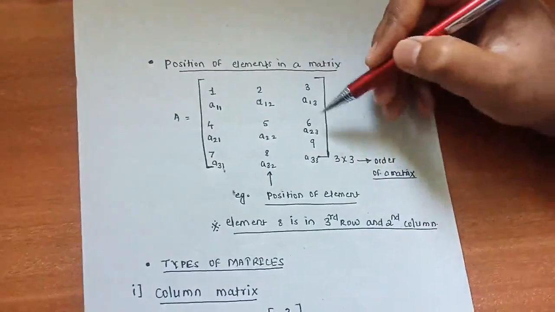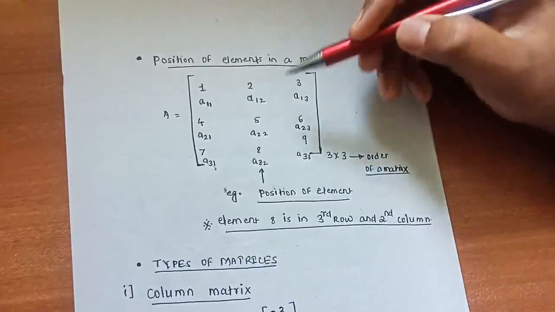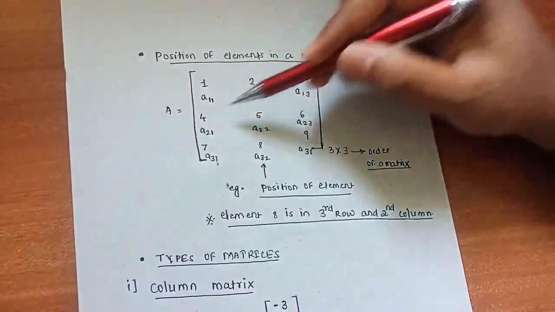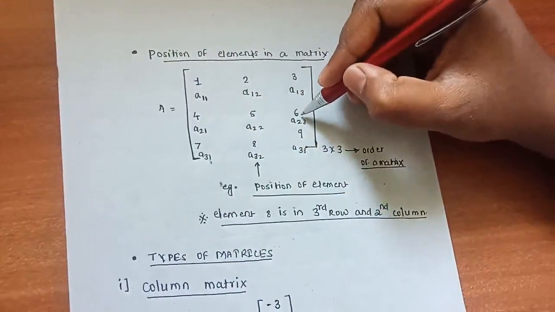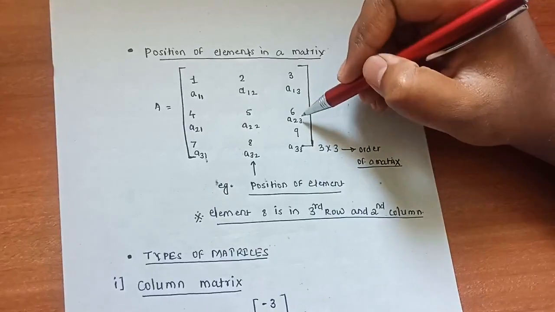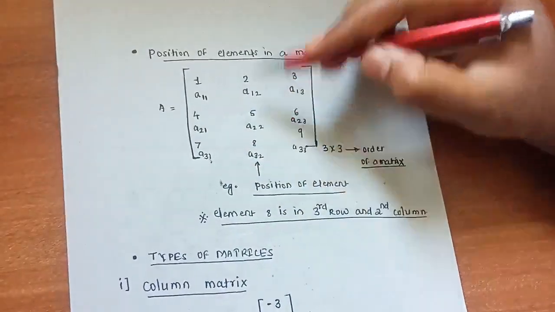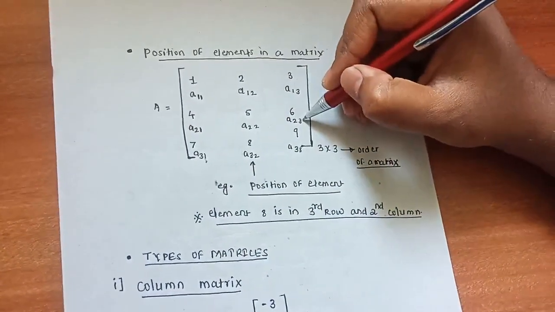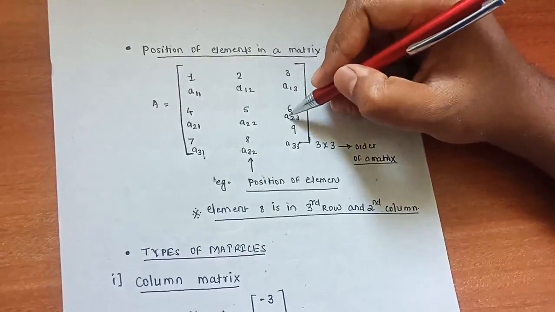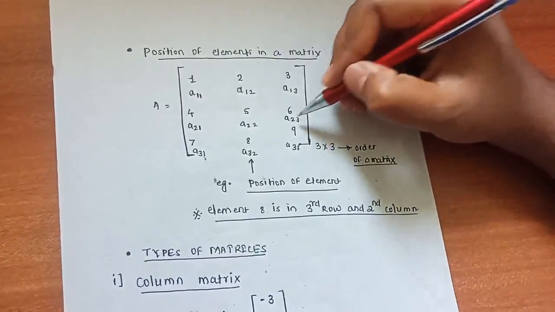Suppose randomly I'm taking 6. Now if you look at the 6, it is in the first row, second row. So this 6 lies in the second row. And if I talk about the column, first column, second column and the third column, it lies in the third column. So for 6 I can say a23, that means 6 lies in the second row and the third column.